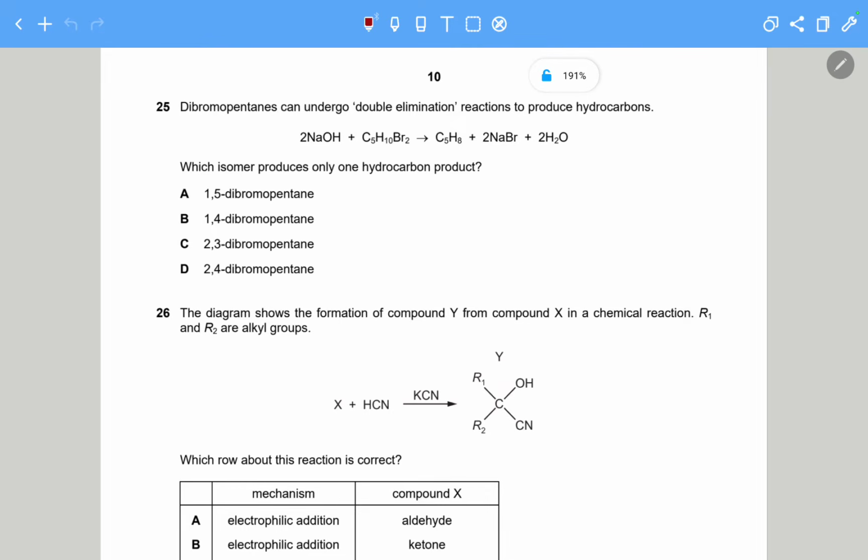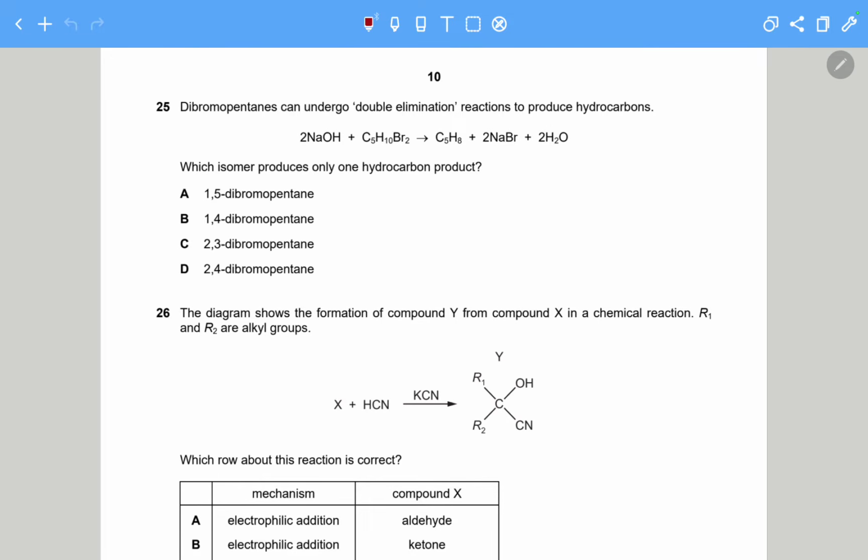Dibromopentanes can undergo double elimination reactions to produce hydrocarbons. 2NaOH plus C5H10Br2 gives C5H8 plus 2NaBr plus 2H2O. Which isomer produces only one hydrocarbon product? So we know that if only one hydrocarbon is to be produced, we cannot have any cis-trans isomers, and therefore because it's an elimination reaction, you get alkenes that can be cis or trans, but if it's only one hydrocarbon, cannot have cis-trans.